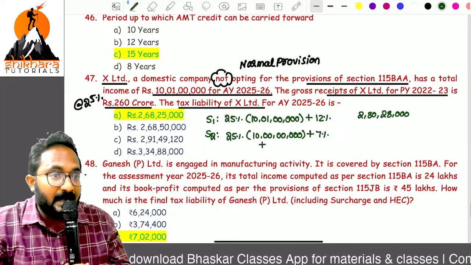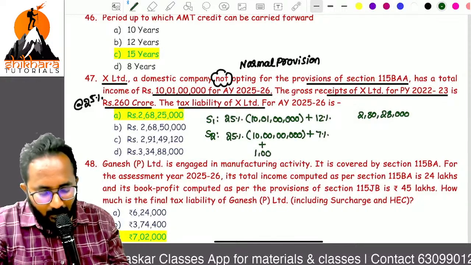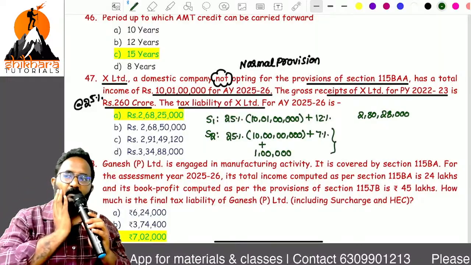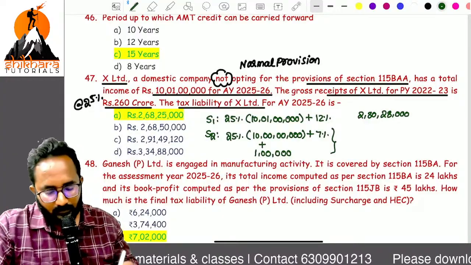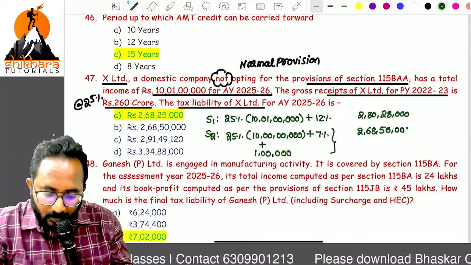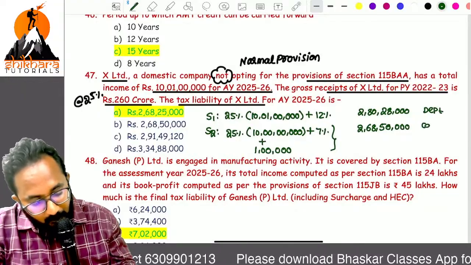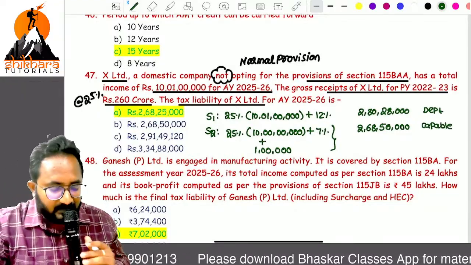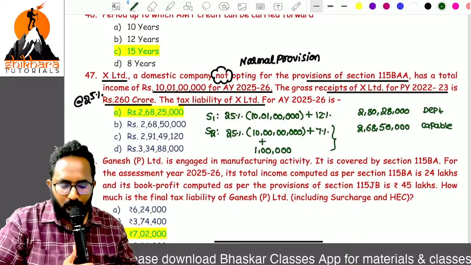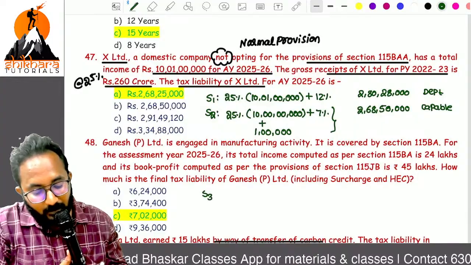Plus we have to add additional income more than the basic limit for surcharge. How much? 1 lakh. Altogether, please tell me, totally how much? 2 crore 68,50,000. Now, sir, the department is asking this amount, but I am capable to pay how much? 2,68,000. 2 crore 68,50,000.